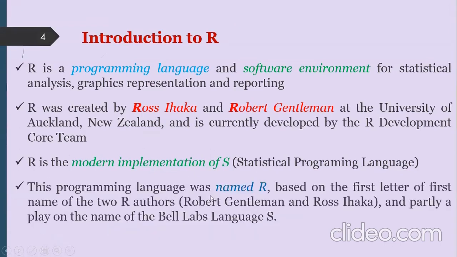This programming language was named R based on the first letter of the first names of the two authors, and partly as a play on the name of the Bell Labs language S. So S was the Bell Labs language, and the new, modern language after S was named R.